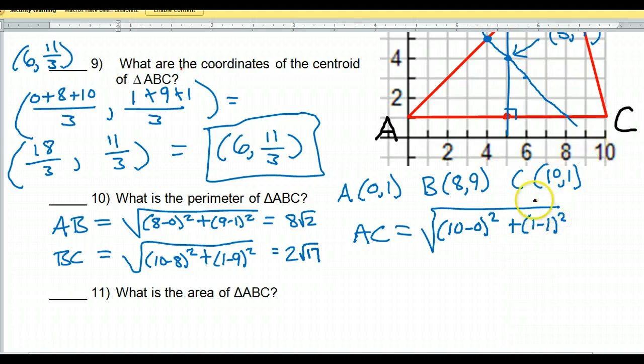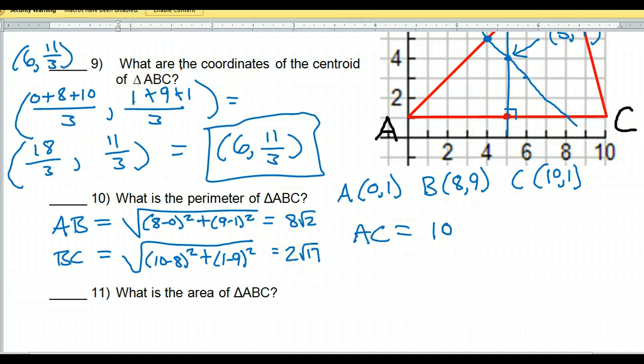You know what? I really didn't need to do that. AC is just the length of this right here. I'm looking at it, that's 10. Shame on me for setting up a distance formula. Clearly AC is 10. It's the length of the bottom. Look, it's right there, 10.